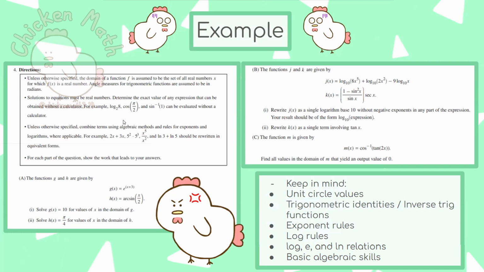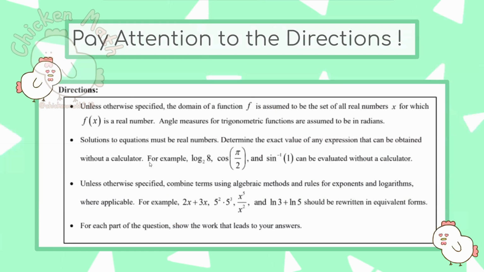And regarding these directions up here, you want to pay attention to them. Some of these were already mentioned on the last basic information slide, but just keep in mind that the domain of a function f is assumed to be the set of all real numbers, and f of x is also a real number. So we're working with all real numbers. For all angles, we're working with radians, and everything else was pretty much mentioned on the other slides. These rules will be the same for all type 4 FRQs.